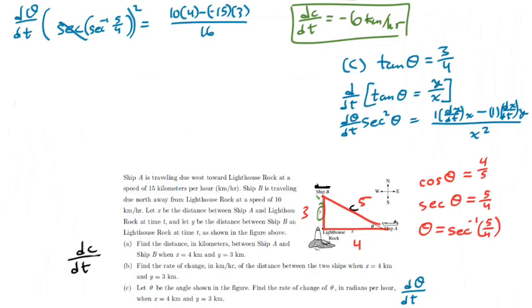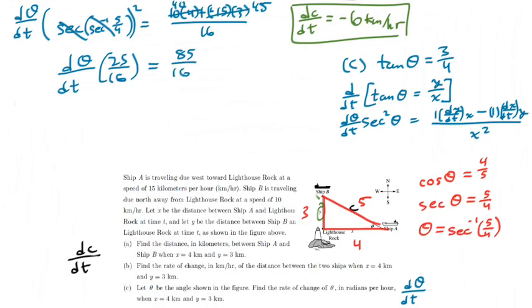Now, check this out. And then we just have to square it. So what is 5 over 4 squared? We got d theta over dt equals 25 over 16. Now on the other side, there's some more simplifying to do. This is going to be 40, and we got 15 times 3, that's 45. So we have 40 plus 45, which is going to be 85 over 16.